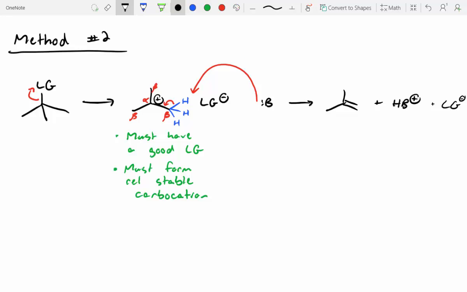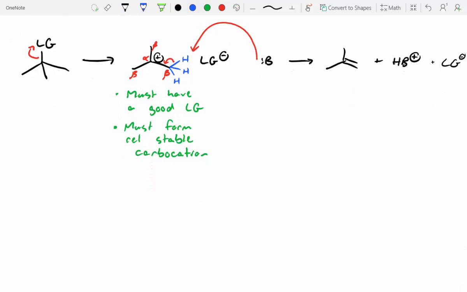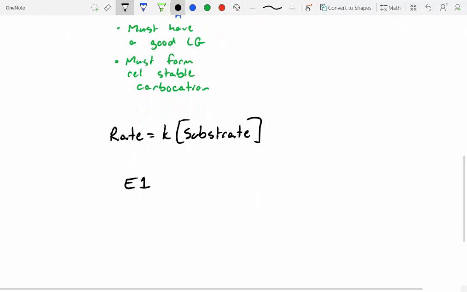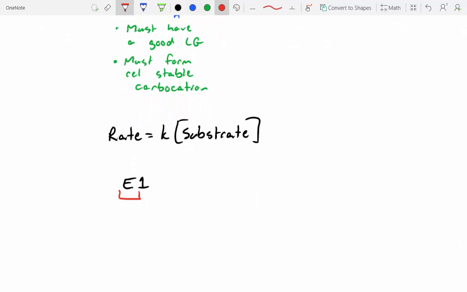So in this case, what's the rate going to be? The rate equation, I should say. Yeah. The rate's just going to be dependent on the concentration of your substrate or your starting material. It's not impacted at all by the concentration of your base. So just like with our E2 analogy, we would call this E1 because, again, this is going to be an elimination reaction.